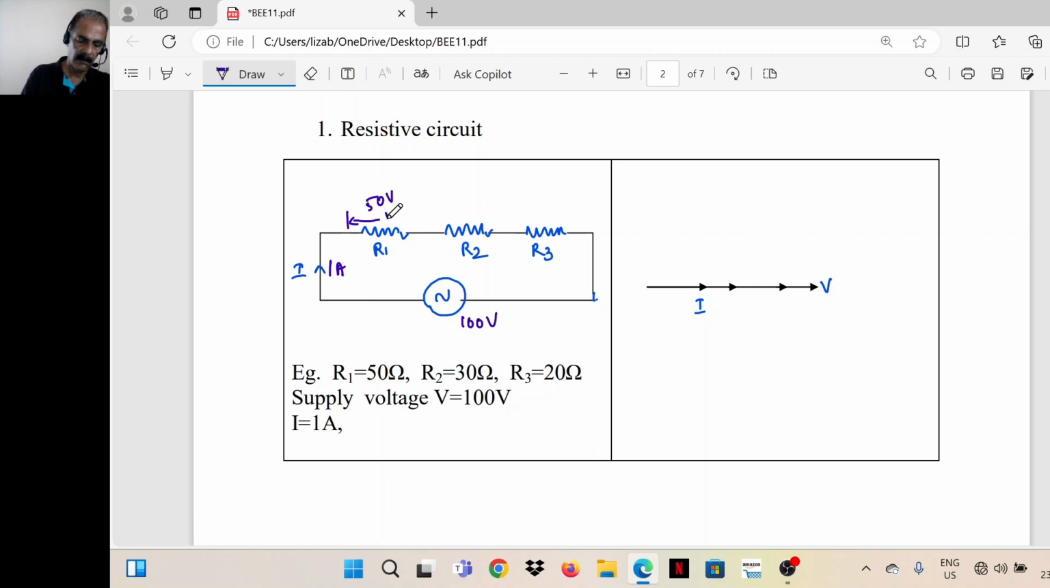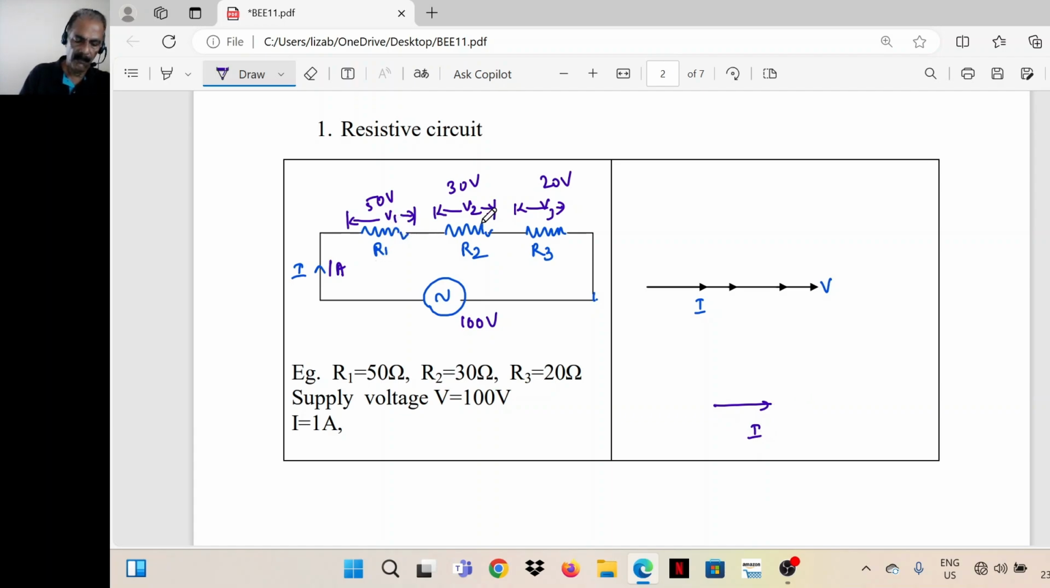The voltage across this I'll mark as V1. This is V2. V2 is 1 ampere into R2, which is 30, therefore it is 30 volt. Then R3 is 20 ohm, so this voltage is 20 volts. V3 is 20 volt. Now the phasor diagram: I'll take the current, 1 ampere, as the reference. I is equal to 1 ampere.